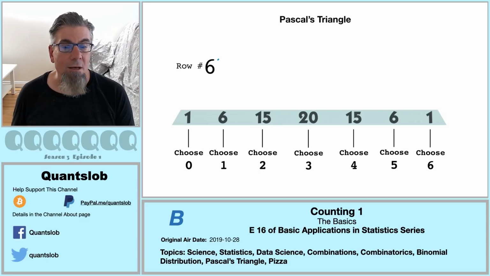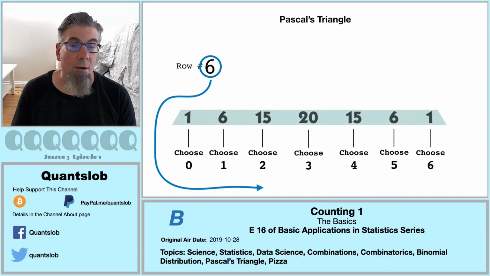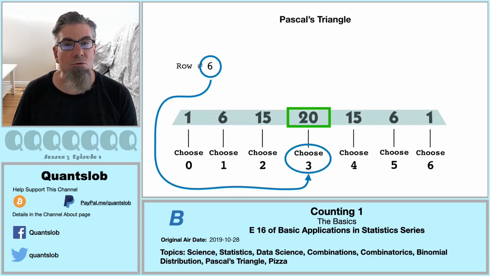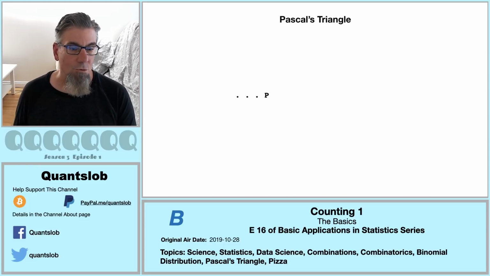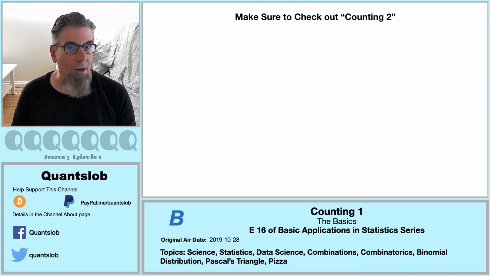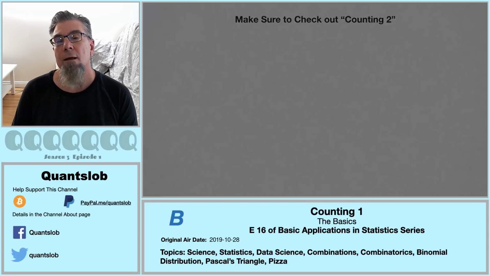And so, do you see it? 6 choose 3 right here is 20. This is the result we just derived by counting all of the possibilities. Pascal's triangle provides the answer to how many 3-topping pizzas can be made from 6 available toppings, and how many 2-topping pizzas can be made from 5 available toppings, and so on and so on. And of course, it doesn't just work for pizzas, but a vast variety of problems involving combinations. And there's a more direct way to solve these sorts of problems, and we're going to pick this up in counting 2.